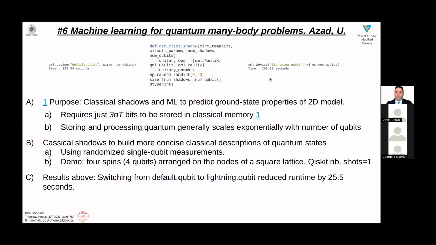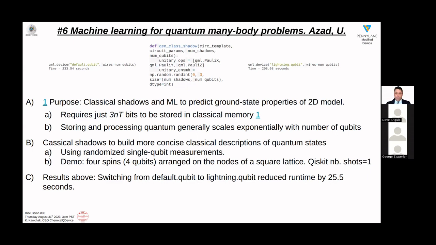And what was changed here is changing from default.qubit to lightning.qubit. So with default.qubit, 233 seconds compared to 208 seconds. When you can make the jump to lightning, you should do it. That's not always the case. Default.qubit, at least these days, tends to be more compatible, especially if you're dealing with TensorFlow and PyTorch and these types of things. There tend to be more restrictions on that.